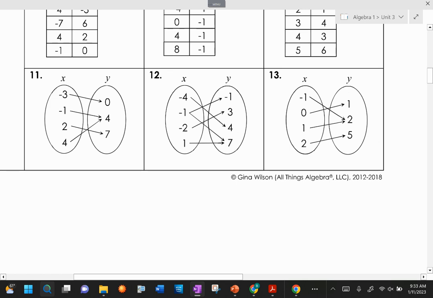Let's look at 11 through 13. This is the same deal right here. You just have a group of x values, a group of inputs, and then you have a group of y values, a group of outputs. They've drawn a line from the x to the corresponding y. So you just need to match them up. Now, can two different x's have the same y value? Yes, that's fine. So if we look through number 11, we don't have any of the same x's. They all go to a value on y. So this would be a yes.